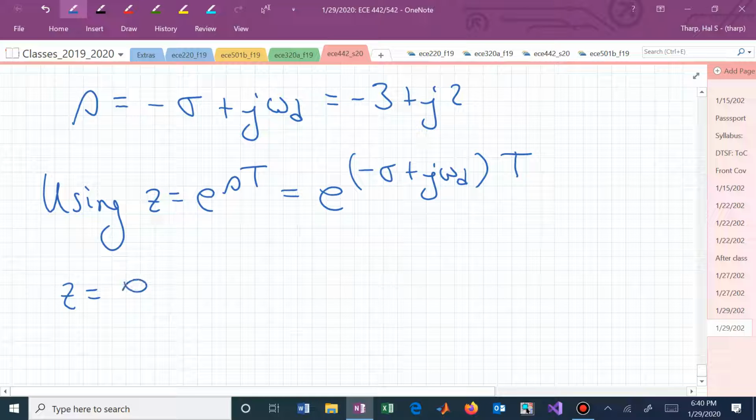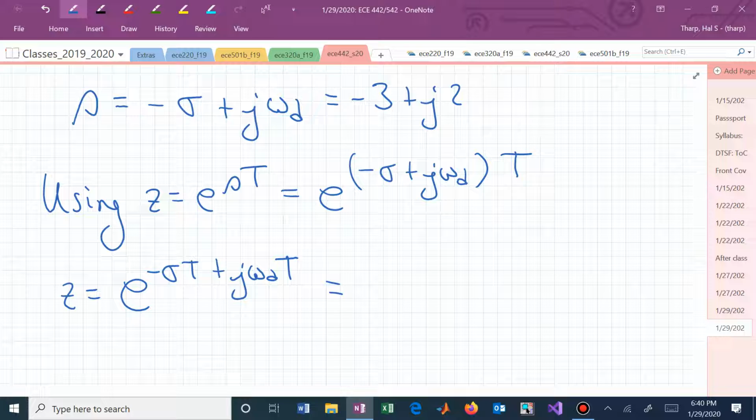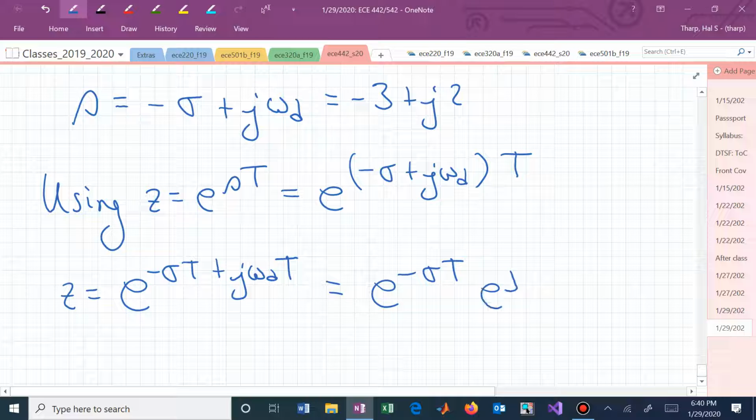We can now distribute that sample period through the two terms in the exponent, and we now have z is equal to e to the minus sigma T plus j omega sub d T. We also know how to rewrite this using our knowledge of exponents. We have e to the linear combination of something in the exponent. We can split that into two terms where it's now a product of two pieces. The first piece is e to the minus sigma T, and the next piece is e to the j omega sub d T. That's just applying our knowledge of exponents.